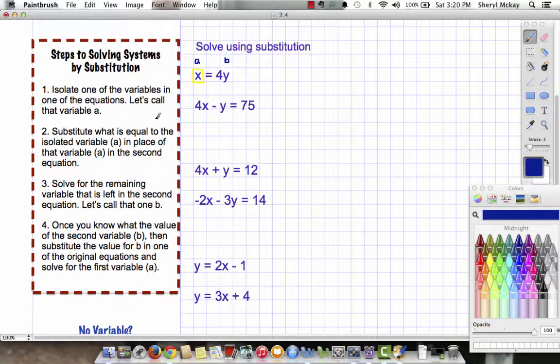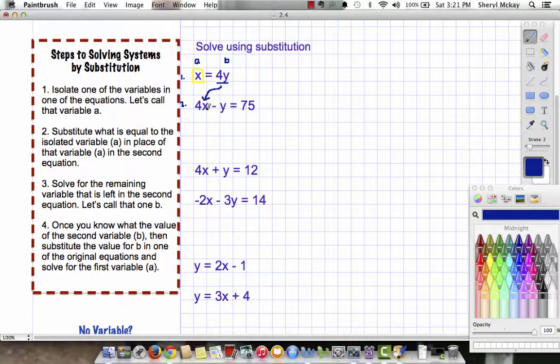And what we're going to do according to step 2 is substitute what is equal to that isolated variable, which happens to be x in this situation. We're going to put whatever it's equal to, which is the 4y, in place of that variable in the second equation. So what's variable a? Well, it's the x. So whatever x is equal to, we're going to substitute it for x in the other equation. This was our first equation. This is our second equation. All right? So we're going to take what x is equal to in the first equation, because that's where the x is isolated, and we're going to replace x with what it's equal to in the second equation.